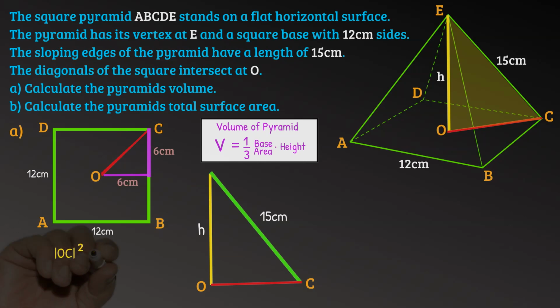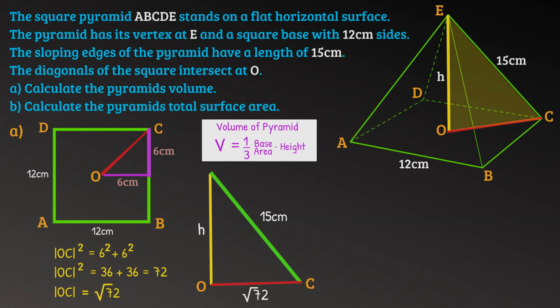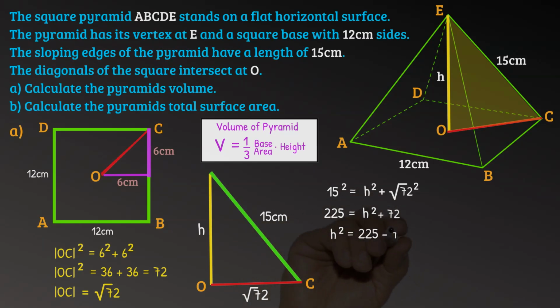So OC squared is going to be 6 squared plus 6 squared, which works out as the square root of 72. So now we've worked out the length of the base of this triangle, we can work out the height, also using Pythagoras. So we have 15 squared is equal to h squared plus the square root of 72 squared. Well, the square of a square root is just the number, so we have 225 is equal to h squared plus 72. So we can work out the height as the square root of 153, or 12.37 centimeters.